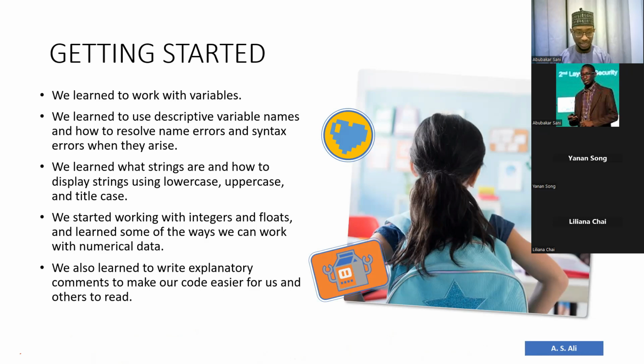We worked with integers. Integers are whole numbers: 1, 2, 3, 4, 99, up to infinity. We call them integers. And we worked with floats. Floats are decimal numbers, for example pi, 3.142. Any number that has decimal places is called a float. We looked at this and how they come about because they have decimal points.